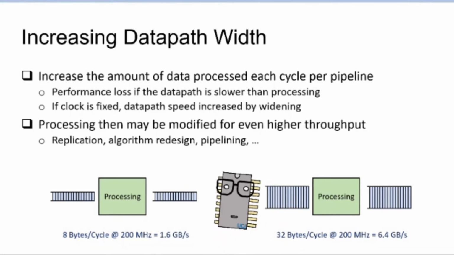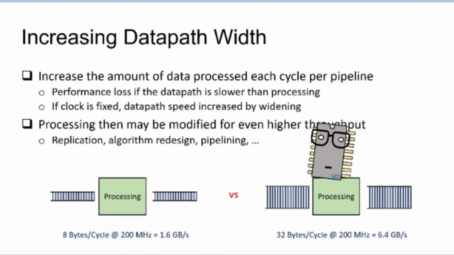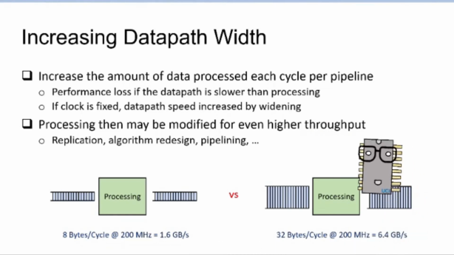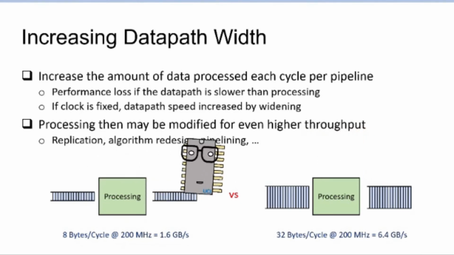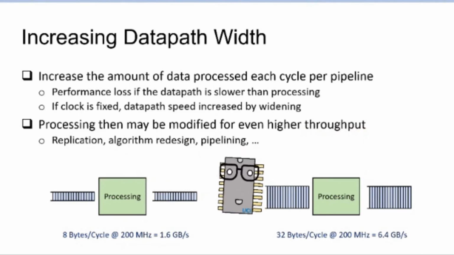But if we can have a much wider data path coming in, more data elements coming in per cycle, and if the processing is parallel or can handle this in other ways, then 32 bytes coming in per cycle running at 200 megahertz would be 6.4 gigabytes per second. So a much higher performance. And the processing needs to be modified to handle this, either by replication, algorithmic redesign, or pipelining, and so on and so on.